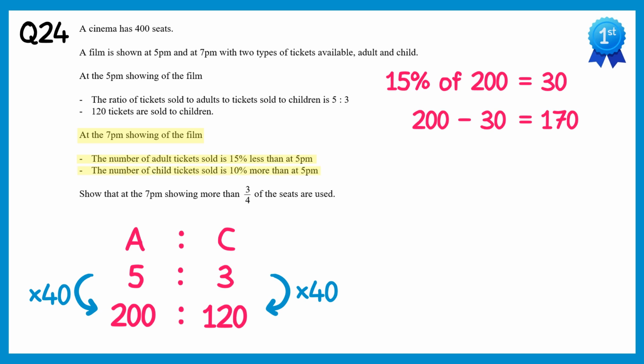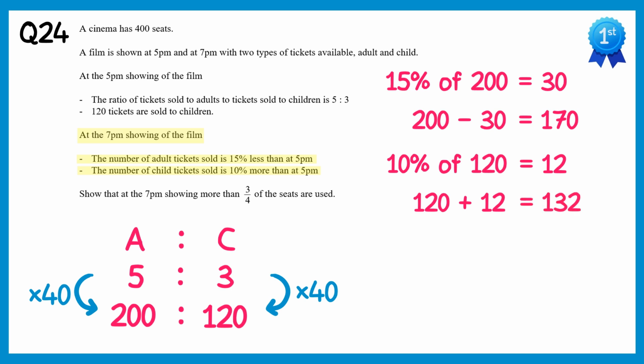At 5 PM, the child tickets were 120, so we need to find 10% of 120. To do this, you can just divide 120 by 10, which is 12. And it's 10% more this time, so if we do 120 plus 12, we get 132.